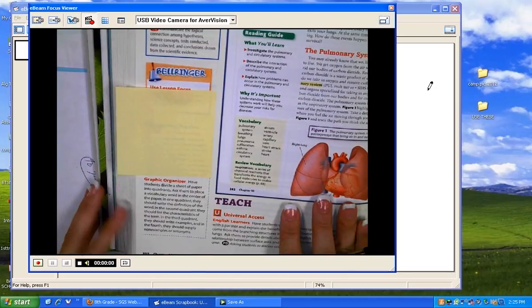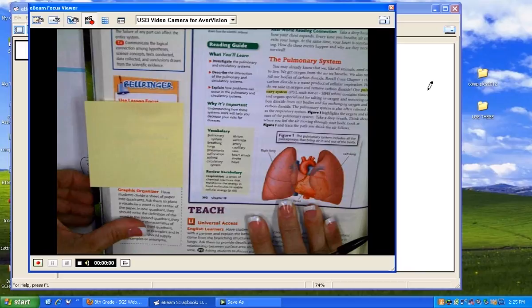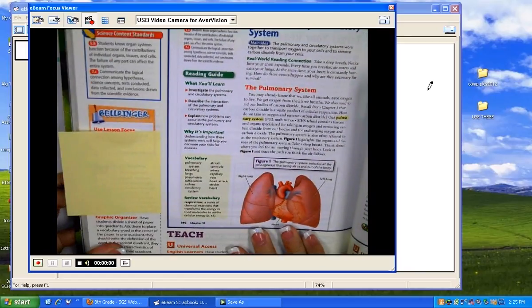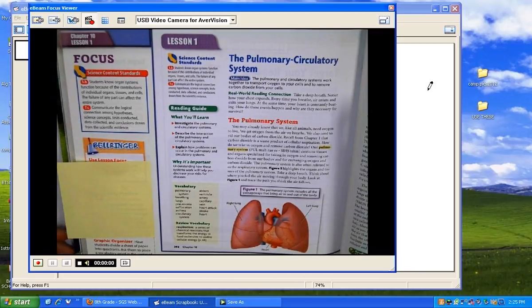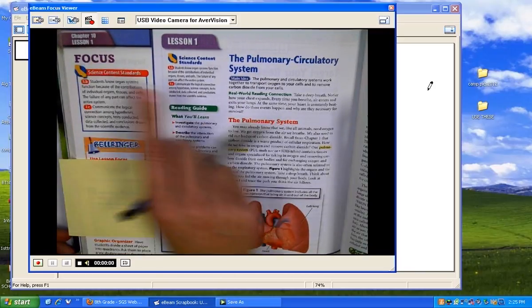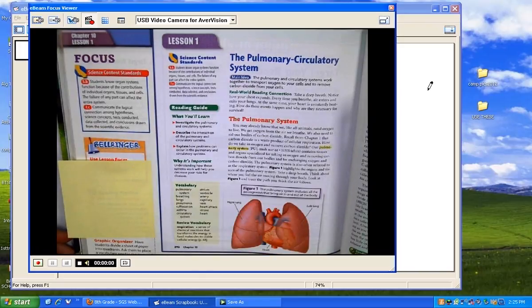Course. This is your textbook. We just finished Chapter 9. You took your test today. So this is, I'm trying to show it to you, Chapter 10, Lesson 1. Okay? It's called the pulmonary circulatory system.